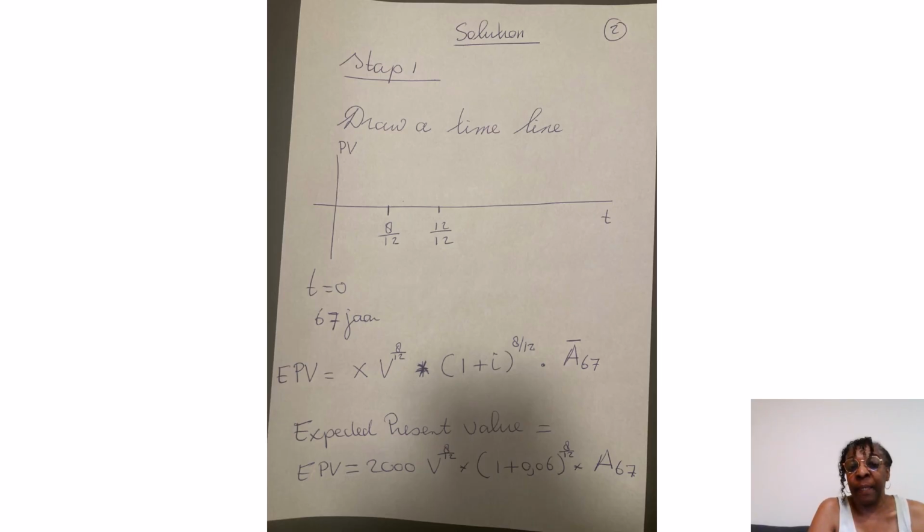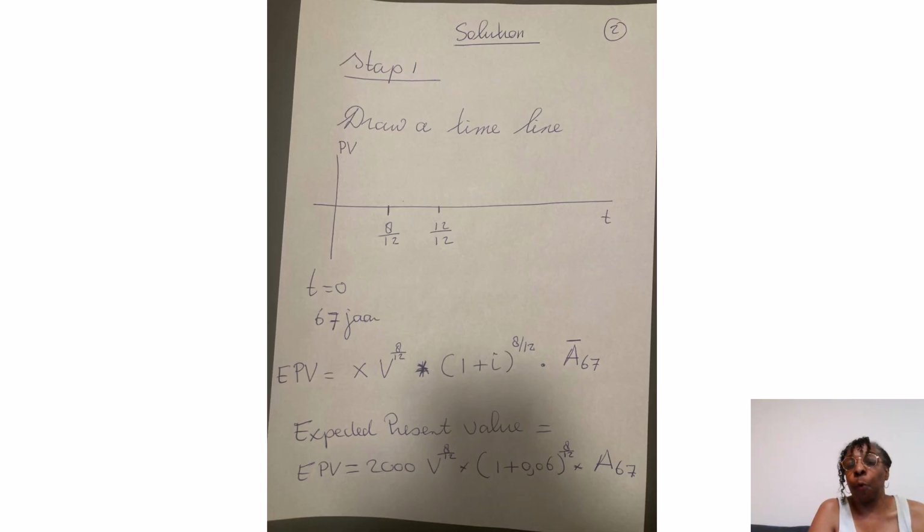X is the payment, the 2,000 euro. I call it X to be able to find the useful formula. But here we see the endowment insurance. A is X times v to the power 8 over 12, times 1 plus i. i is 6% per annum. But you see down under, to the power of 8 over 12 times the endowment insurance A67.